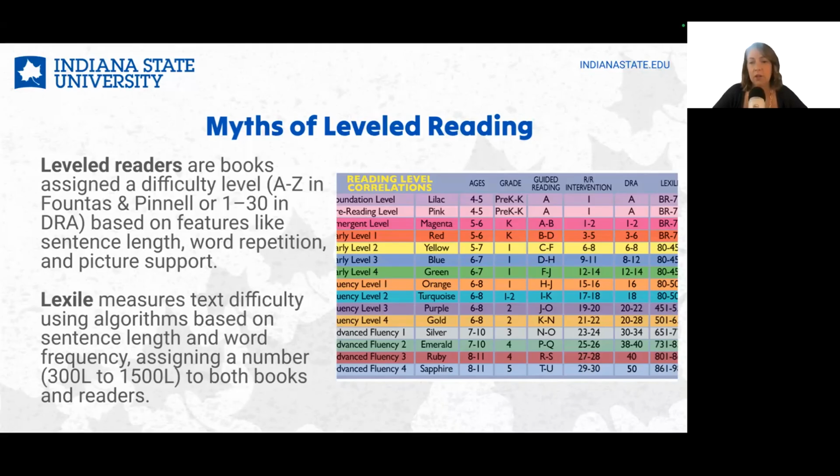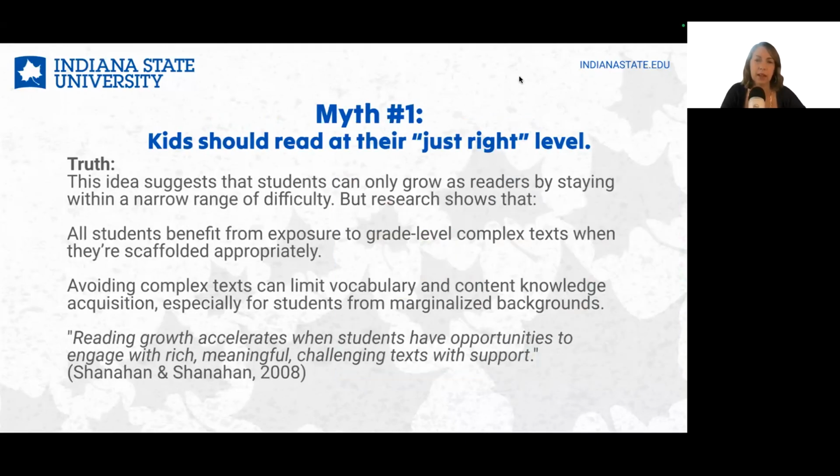The lexile is measured based on a computer algorithm, and it takes into account sentence length, word repetition, syllabication in words, if there are a lot of multi-syllable words in the text, and a number of things like that. There is a lot of misunderstanding about leveled readers. And so that's where we're going to start our conversation today, really with looking at some myths and myth busting, being myth number 1, that kids should read at their just right level.